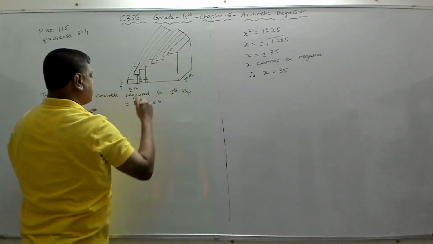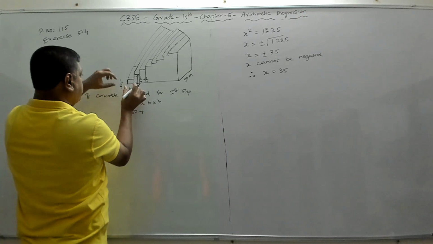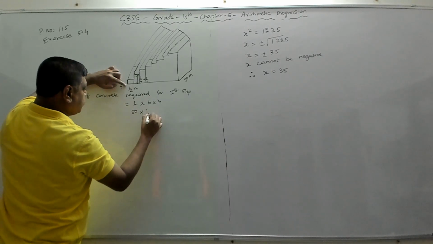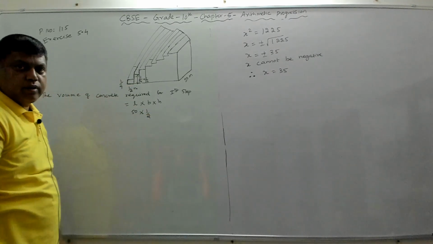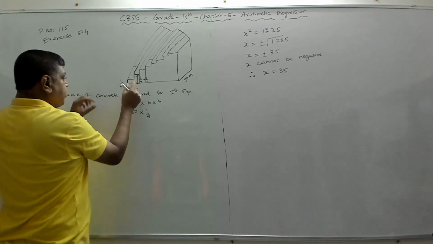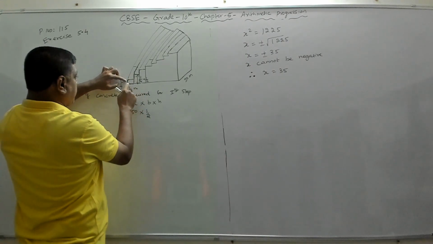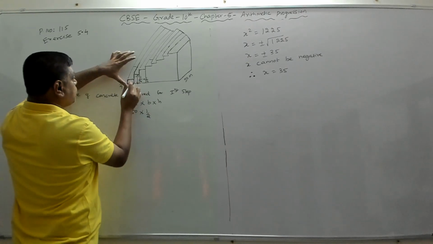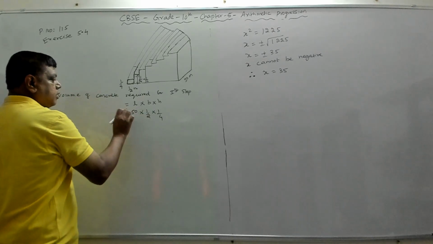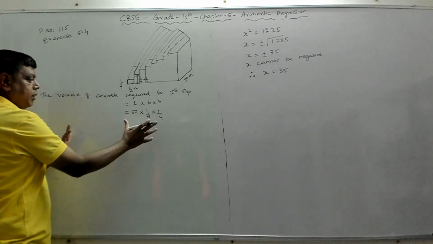This length is 50 plus your breadth. Breadth is this one, which is 1 by 2. So 50 into 1 by 2. They call it here the tread. Tread is 1 by 2 meters means the breadth is 1 by 2, and the height of this first cuboid is 1 by 4. So length into breadth into height. Don't multiply, keep it as it is.